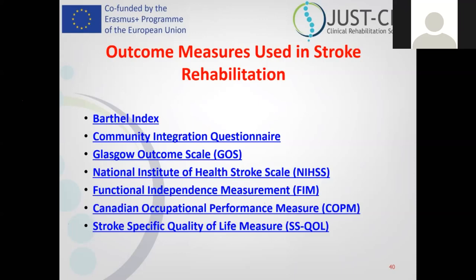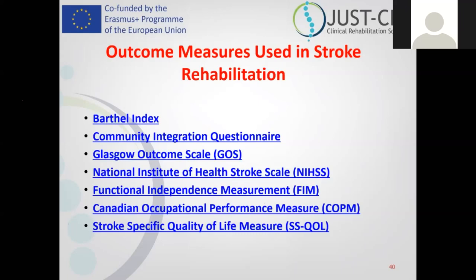The functional independence measure is an outcome measure that evaluates independence and functional capacity in performance of activities of daily living. We're going to talk about it in more detail in the next slides. The Canadian Occupational Performance Measure is a client-centered outcome measure that evaluates perceived challenges in daily activities for individuals with stroke.